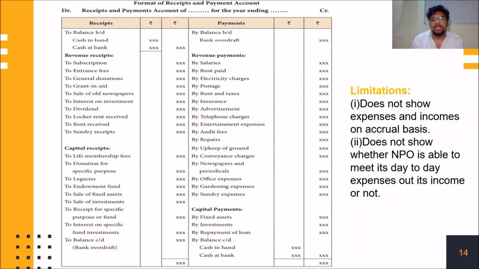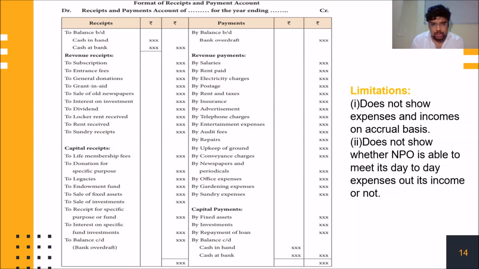Okay, now let's see the payment side. What are the revenue payments? One more thing is mentioned here at the top, by balance BD. Like I told you, when the expenses are more and income is less, then the balance of the cash book is credit, and that is known as overdraft. So if the overdraft is visible in the bank column of the cash book, then you can mention here by balance BD as bank overdraft, right, if it is given.